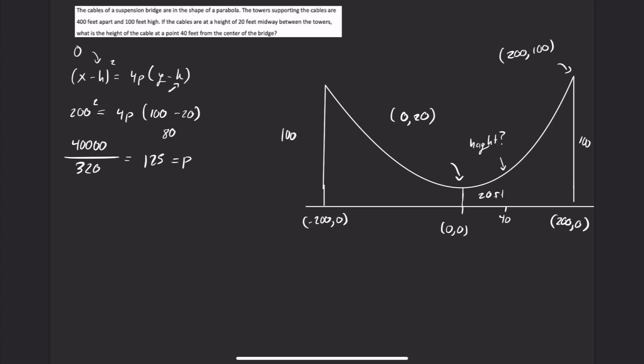Now that we know p, we can write our equation as (x minus 0), so just x, squared, equals 4p. We can either write it like this, or just write 500, whichever one you like. Then, I'm going to write it equals 500, because 4 times 125 equals 500. It's just a cleaner way to write it. Then (y minus k), and our vertex is a distance of 20, so we need to write it as negative 20, because we always flip the sign. And that's our equation. Now we can get this out of the way.